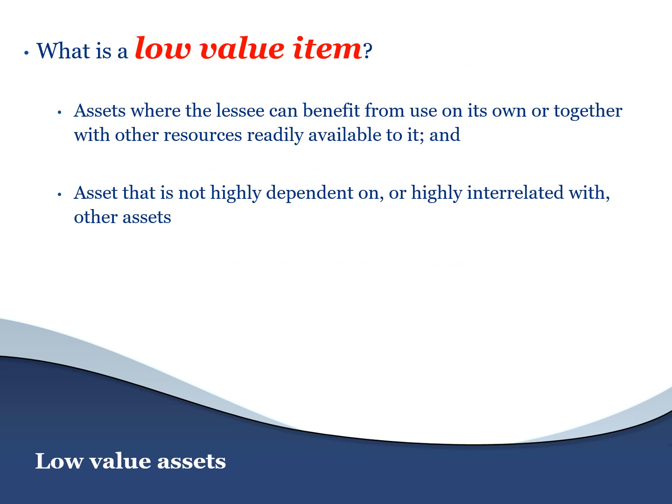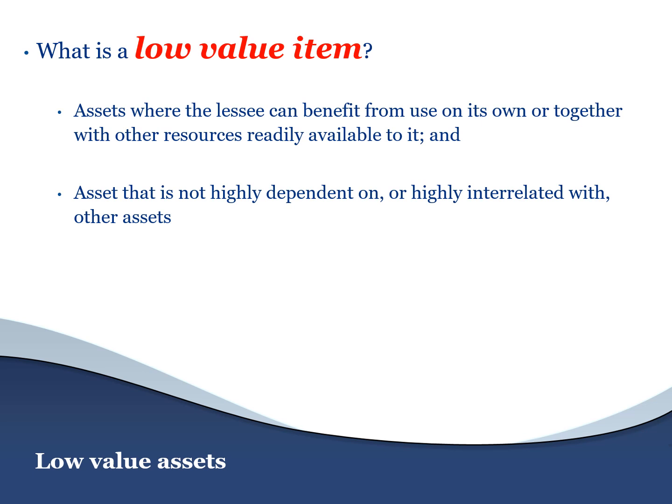The second exemption obviously applies to what they call low value items. And the idea of the low value item is saying that if you've got assets that effectively meet these two requirements, you can use the exemption. In other words, the old operating lease. The first one says assets where the lessee can benefit from the use on its own or together with other resources readily available to it. And of course, the asset is not highly dependent on or highly interrelated with other assets.